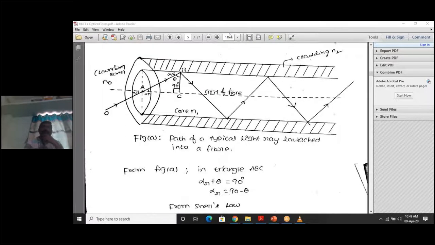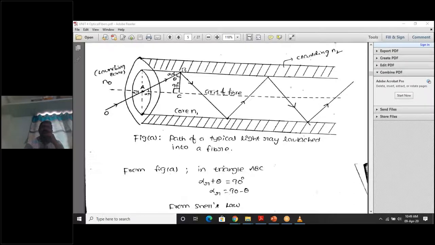This light ray OA, when it strikes the core medium, undergoes refraction. So AB is a refracted light ray. Just this light ray touches the point B. What is point B? It is the boundary between the core and cladding. This is core and this is cladding. So this is the boundary between the core and cladding.